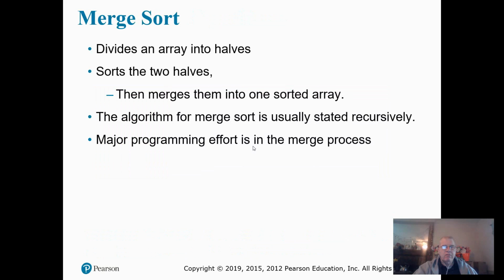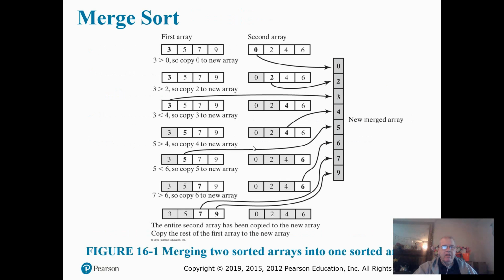So merge sort divides the array into halves, sorts the 2 halves, and then merges them into one sorted array, and usually states the merge sort recursively. So if the first array is sorted and the second array is also sorted, then you go down the list and one at a time figure out which element in the 2 arrays is the smallest, and you put that in its proper position.